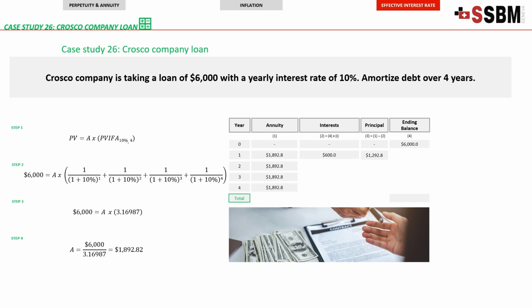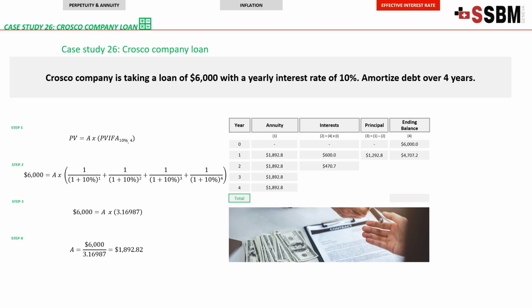Then the principal amount of year 1 is equal to what? Your annuity, 1,892, less the 600 interest that you pay at the end of the first year, and the remaining amount is the principal value, $1,292.8. Then you calculate the ending balance, which is the $6,000 less the principal amount that you pay to the bank at the end of the first year, 1,292.8, and the remaining balance at the end of the first year is $4,707.2.